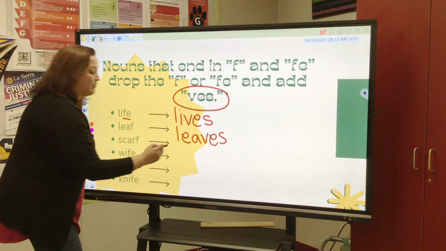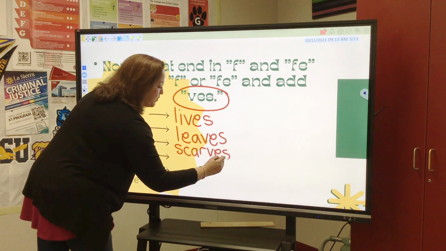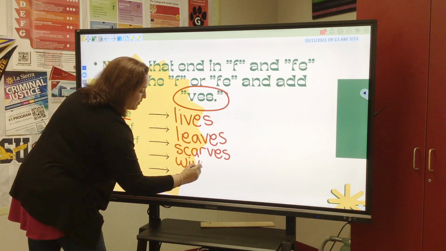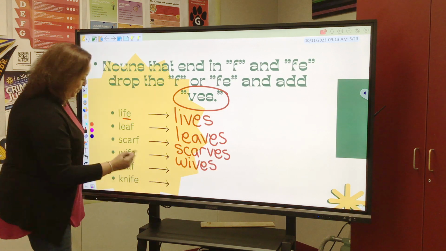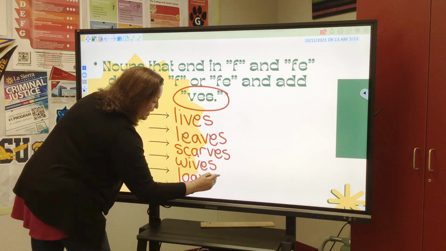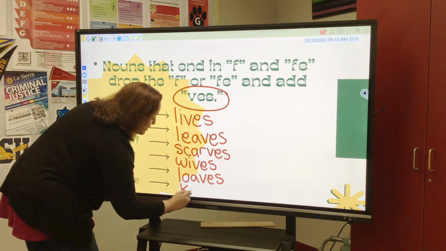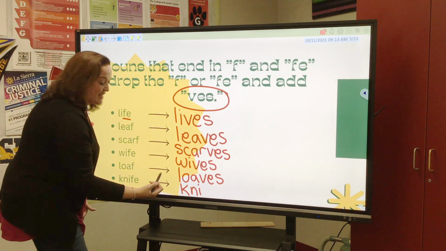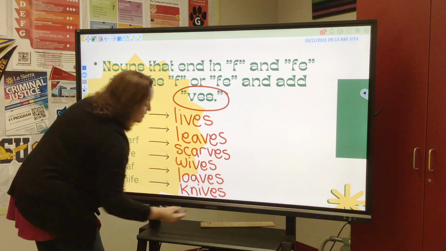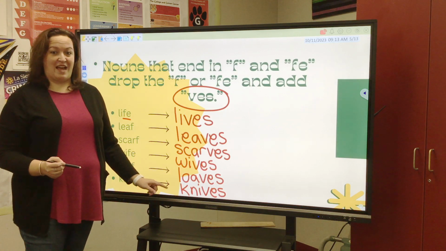Then scarf, which becomes scarves. Next we have wife and wives. You just want to add these to your notes so you can practice them. Loaf becomes loaves. And lastly, our knife, which becomes knives. And yes, we'll be covering that rule later, but yes, that K is silent, but we're focusing on this F change here, VES. So lives, leaves, scarves, wives, loaves, and knives.